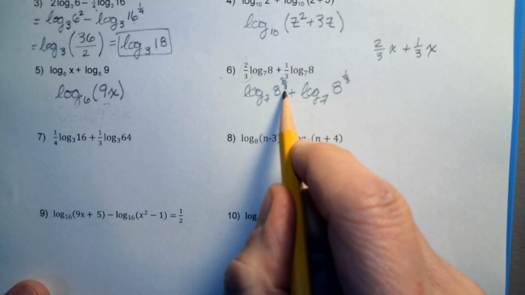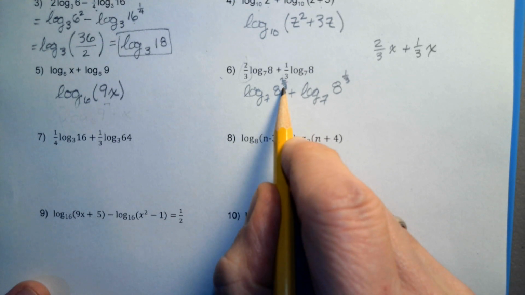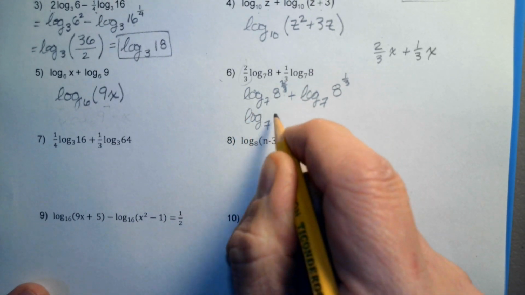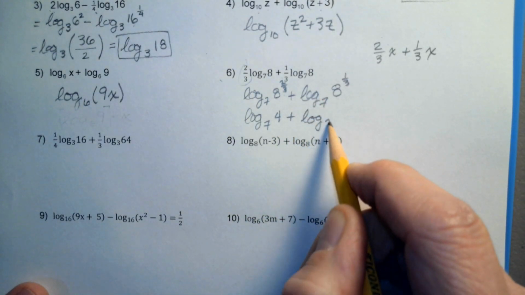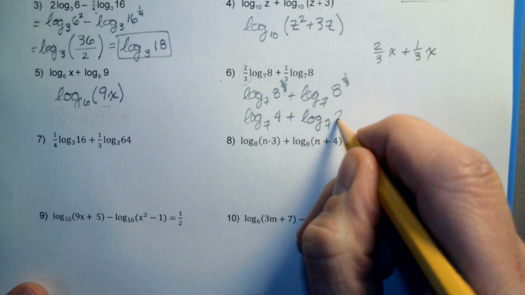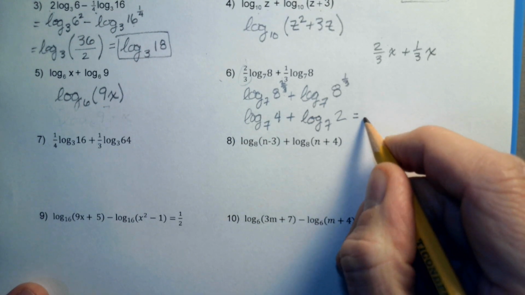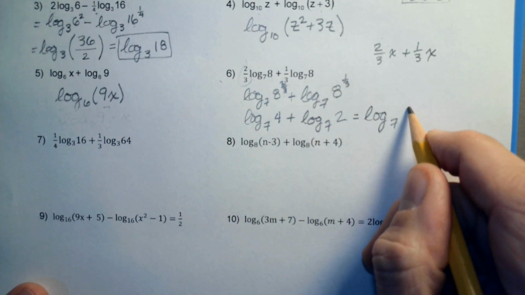8 raised to the 2/3. The cube root of 8 is 2. Squared is 4. So this is log base 7 of 4 plus log base 7 of 8 raised to the 1/3 power, which is 2. Now using our product rule, we can say log base 7 of 4 times 2, which is 8.